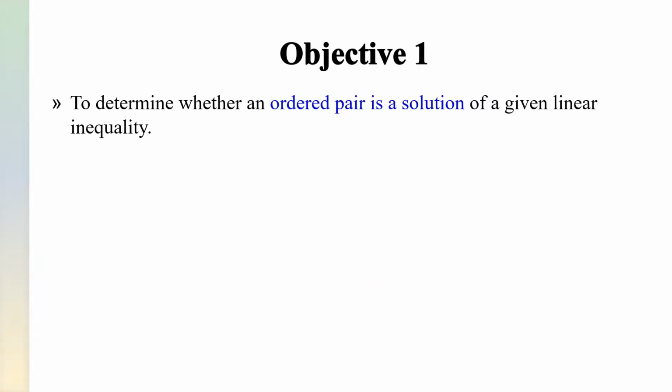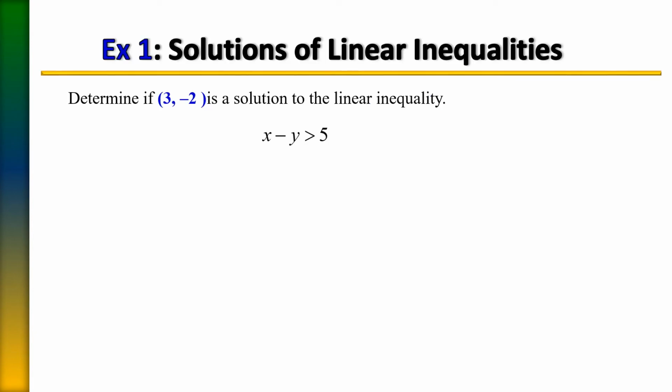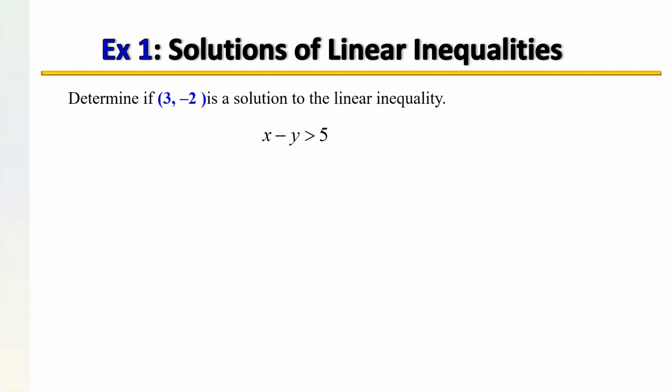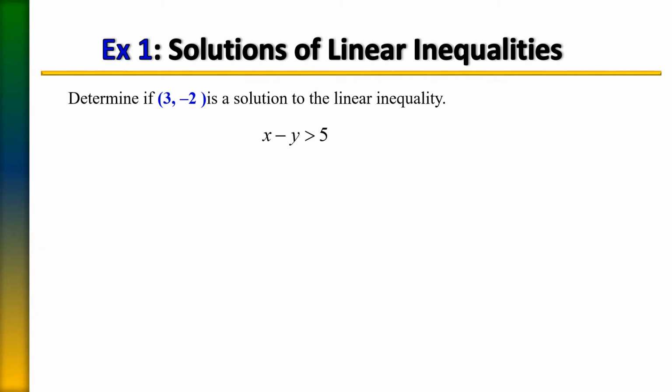In this lesson, we're going to determine whether an ordered pair is a solution to a given linear inequality. In this example, we're asked to determine if the ordered pair (3, -2) is a solution to the linear inequality.